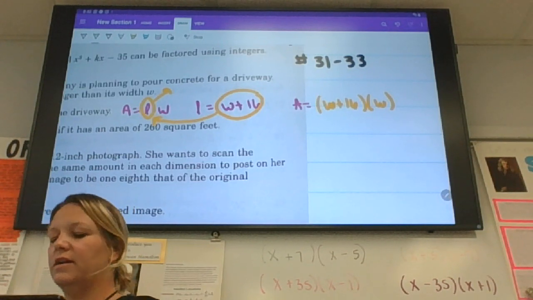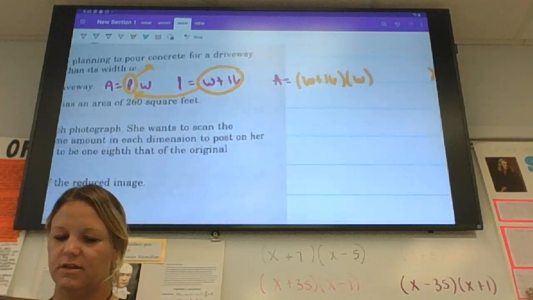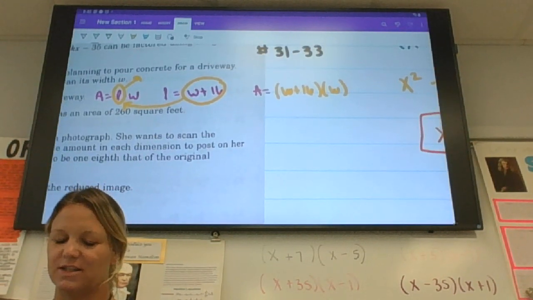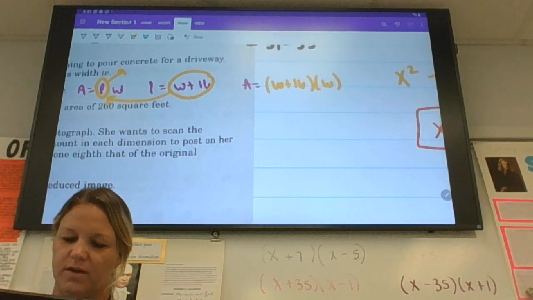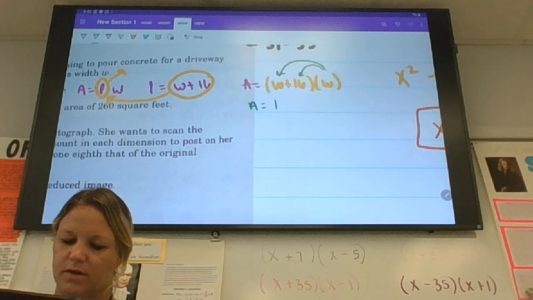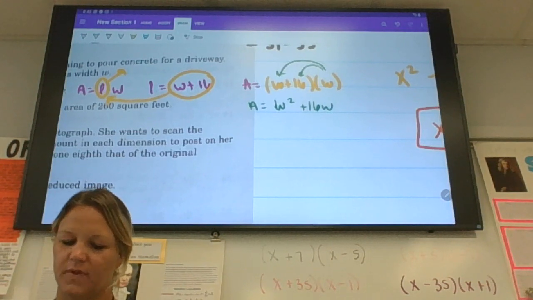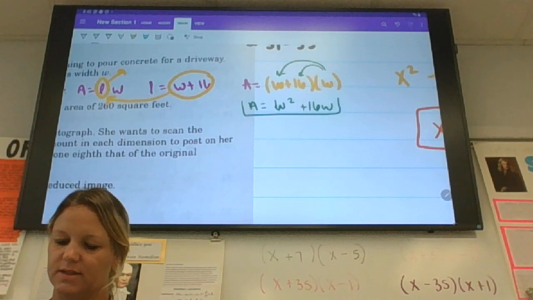Let's go ahead and find the dimensions. Let's go ahead and put that in standard form. Distribute and distribute. So it's W squared plus 16W. All right, this is the answer to letter A.